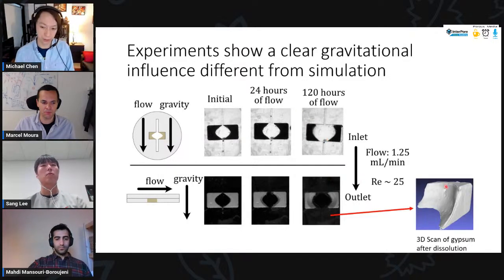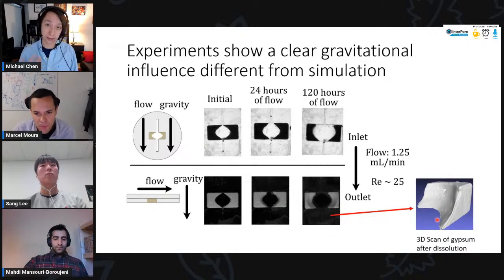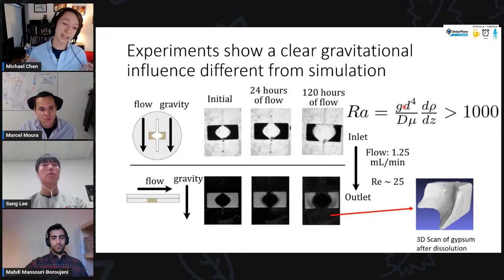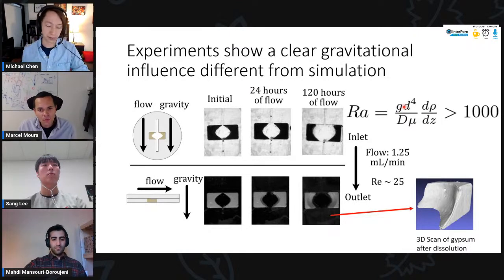And indeed, if we look at 3D scans of this experiment, we very clearly see the solid patterns. We can then estimate the strength of this effect via the Rayleigh number, where we're looking at essentially the density contrast compared against diffusion for the system. And we see that it's above 1,000.